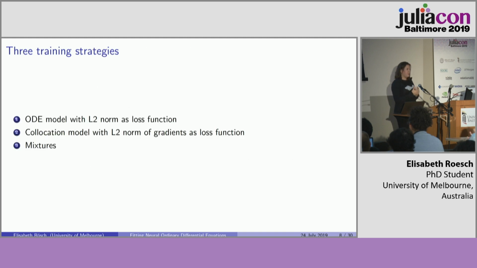So I want to compare 3 different training strategies. So the first one will be an ODE model with the L2 norm as a loss function. The second will be a collocation model with the L2 norm of the gradients as a loss function. And the third one will be a mixture between the two of them.